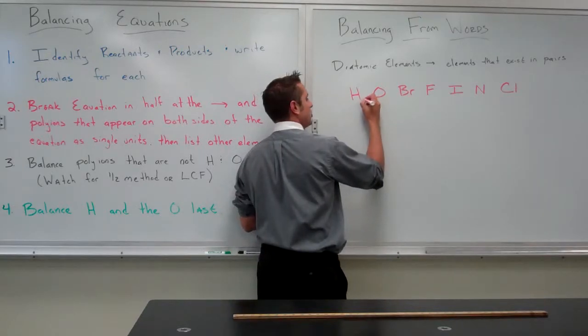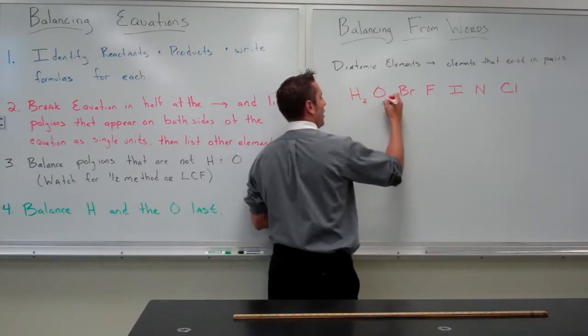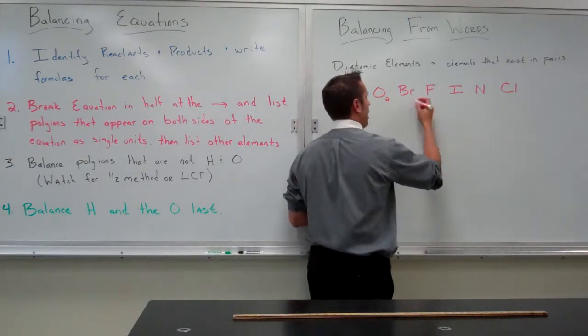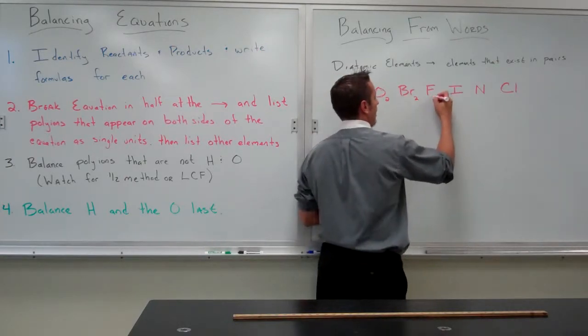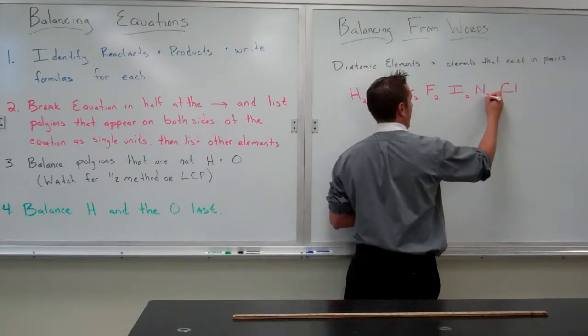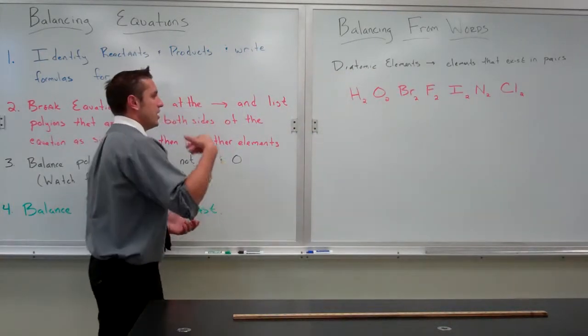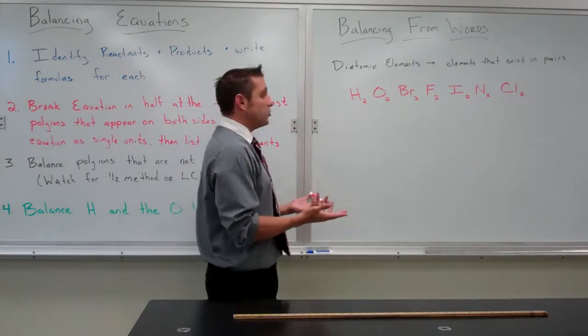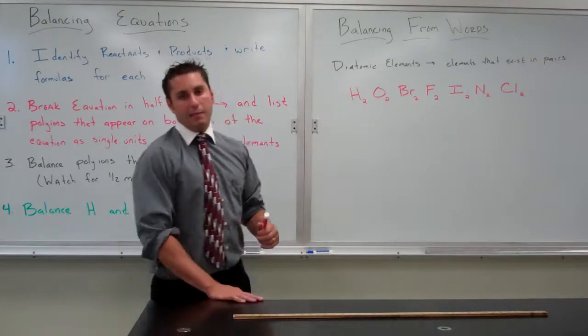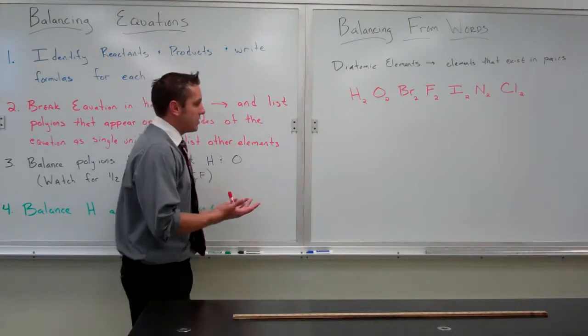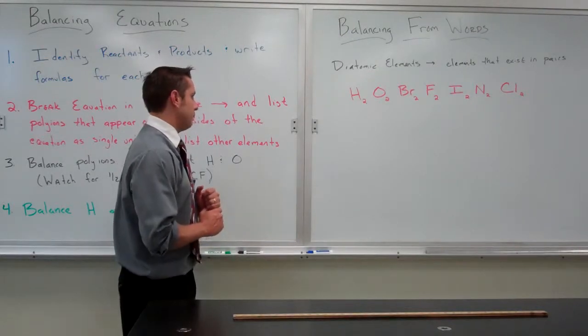So it's not H, but it's H2. Not O, but O2. Not Br, but Br2. F2, I2, N2, Cl2. Because when they form a bond with each other, they get stabilized, but they're still just an element. They're one element there. So we don't have atoms of these, we have molecules of these.